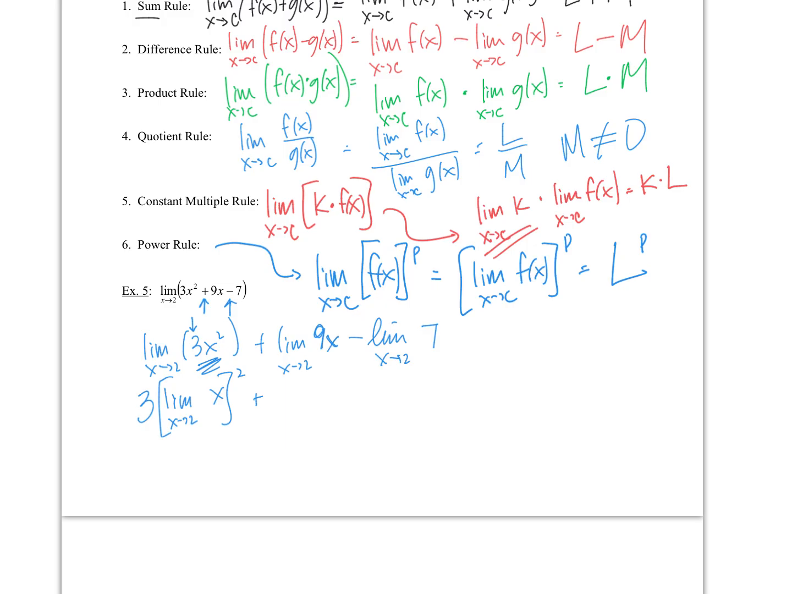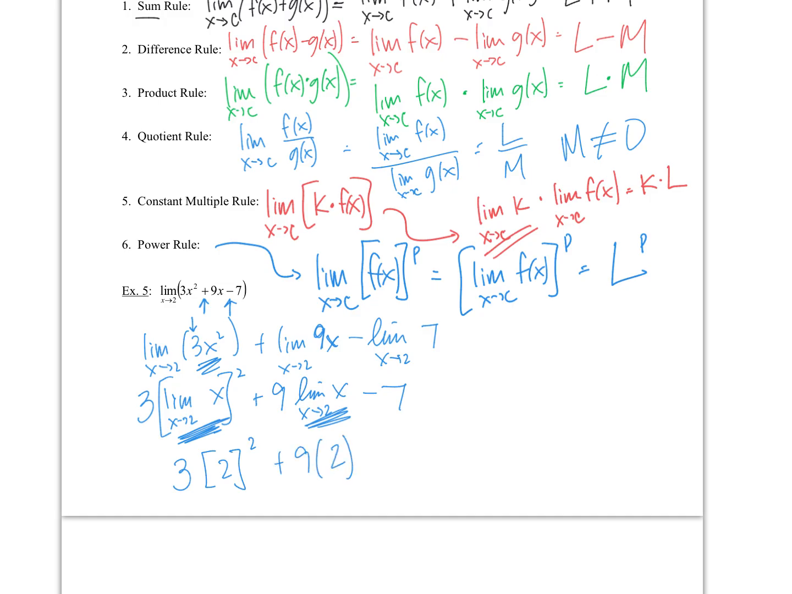All right, for the middle term here, this 9 times this x, again, is a constant times a variable. So I'm going to use that same rule that I used on the first one: 9 times the limit as x approaches 2 of x. And then on the last one, the limit of a constant is a constant. Okay, now if you look up in the box up above, I know what this equals, and I know what that equals.